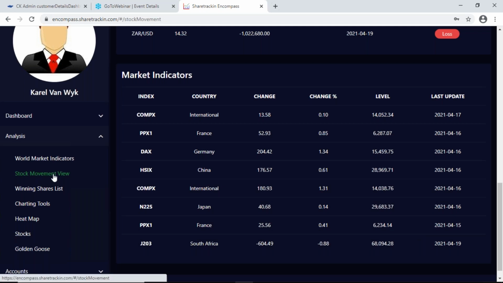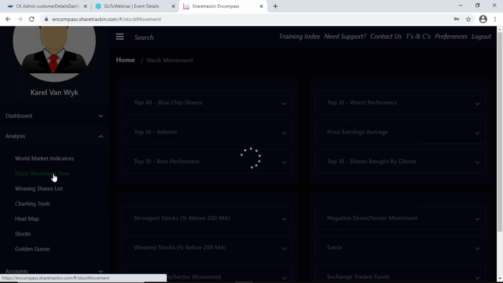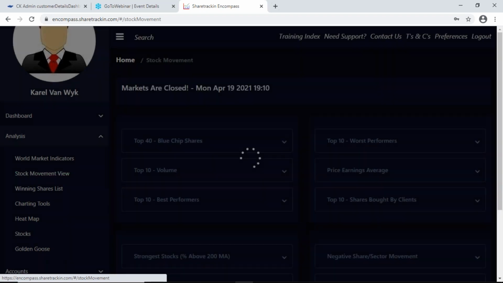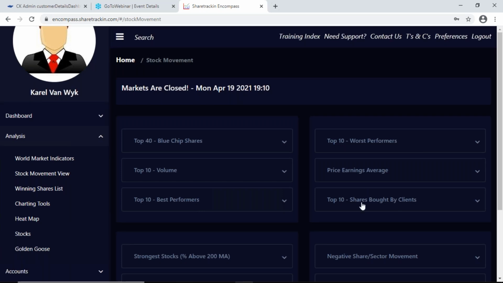Next up, I have my stock movement view. So my stock movement view basically shows me the top 40 blue chip shares, your top 10 volume shares, your top 10 best and worst performers, your price earnings average, your top 10 shares bought by clients, and so the list goes on. First of all, it will give you a market sentiment, but currently it's not giving us one because the markets are closed, because the market closes at 5 o'clock in the afternoon and then only opens at 9 o'clock in the morning.